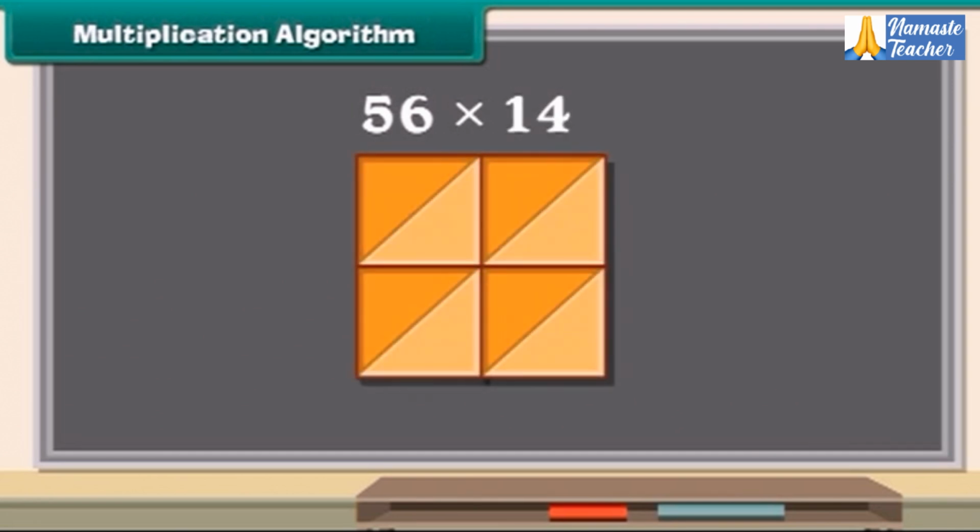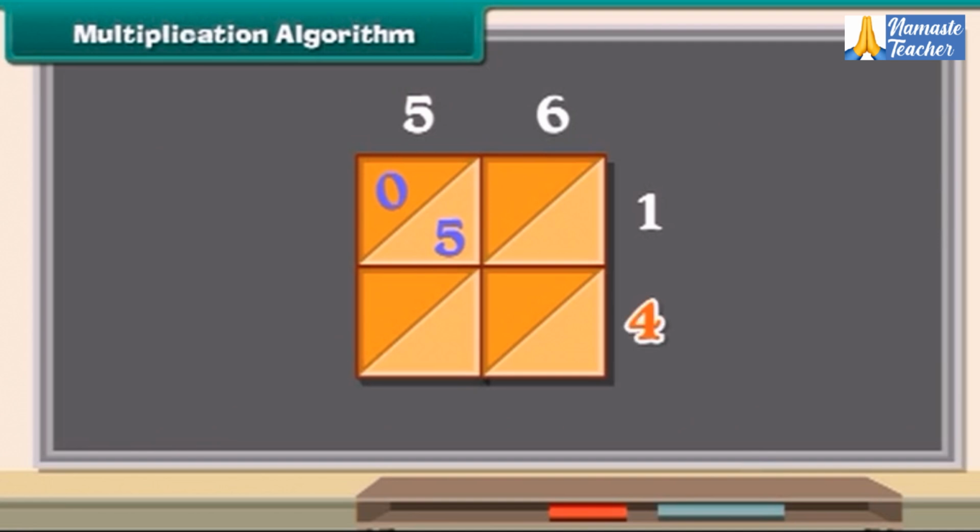Multiplication algorithm. Let us multiply 56 by 14 using the lattice multiplication algorithm. Write 56 across the top and 14 at the side vertically. First multiply 1 and 5. Write 5 in the ones place and 0 in the tens place.